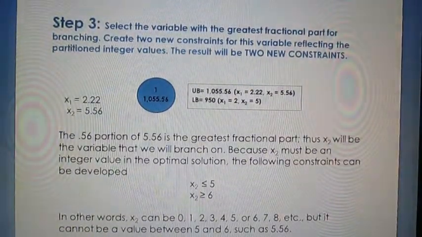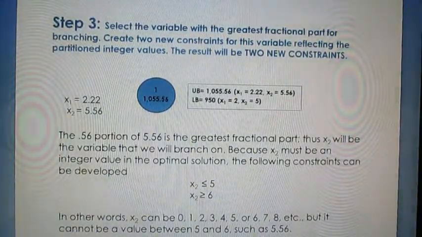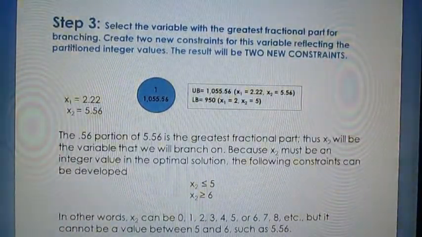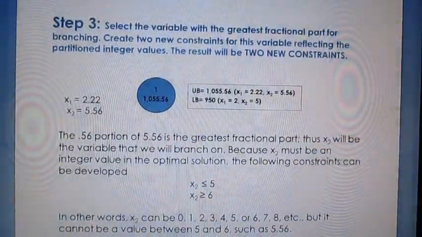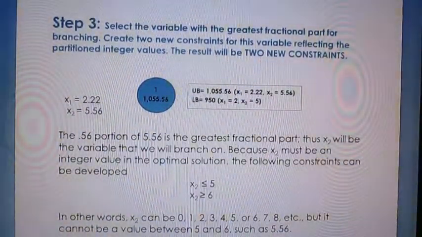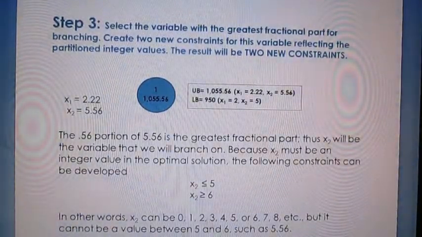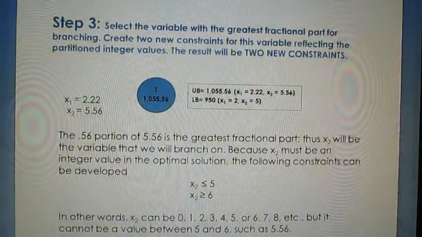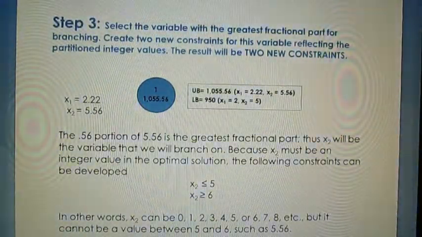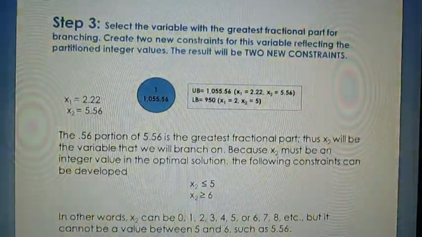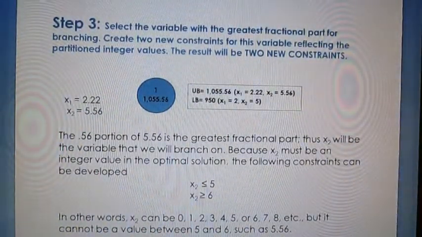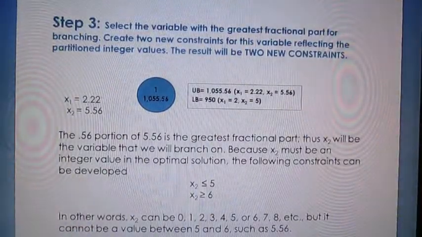Because x sub 2 must be an integer value in the optimal solution, the following constraints can be developed. X sub 2 should be less than or equal to 5, or x sub 2 should be greater than or equal to 6. This constraint simply says that x sub 2 cannot be a value between 5 and 6. In other words, x sub 2 can be 0, 1, 2, 3, 4, 5, or 6, 7, 8, but it cannot be a value between 5 and 6, such as 5.56. That's why we're making these constraints to make the values of the variables integer.